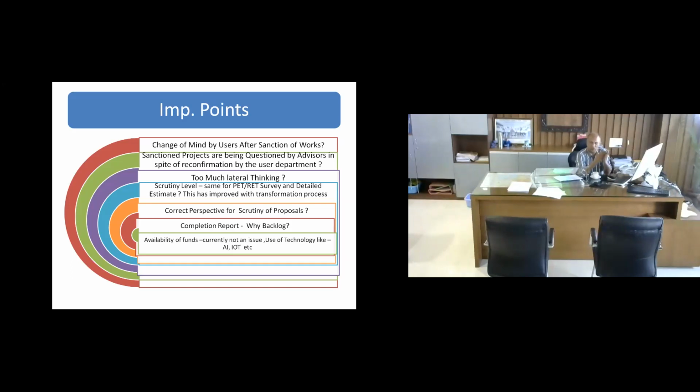Every time you cannot stick to the gun that nothing goes beyond the abstract estimate, because the abstract estimate is something which was prepared based on certain information without investing much time and money. So there will be a variation between abstract and detailed estimate.